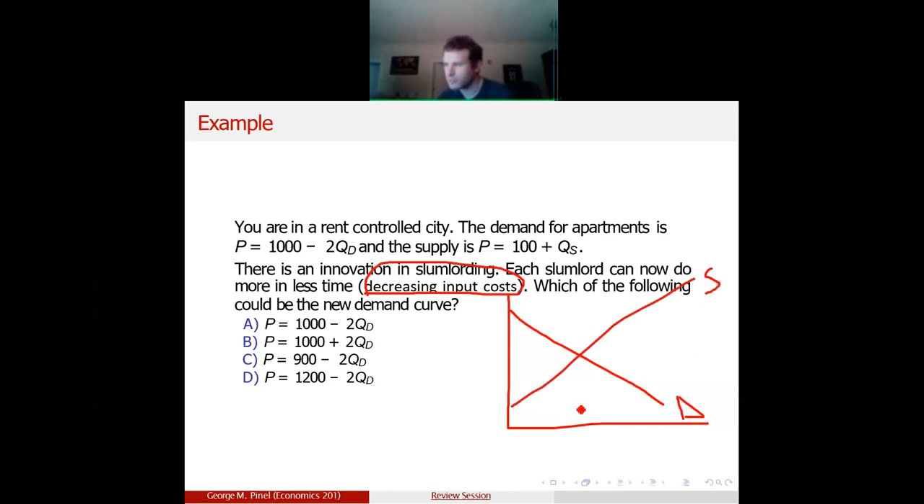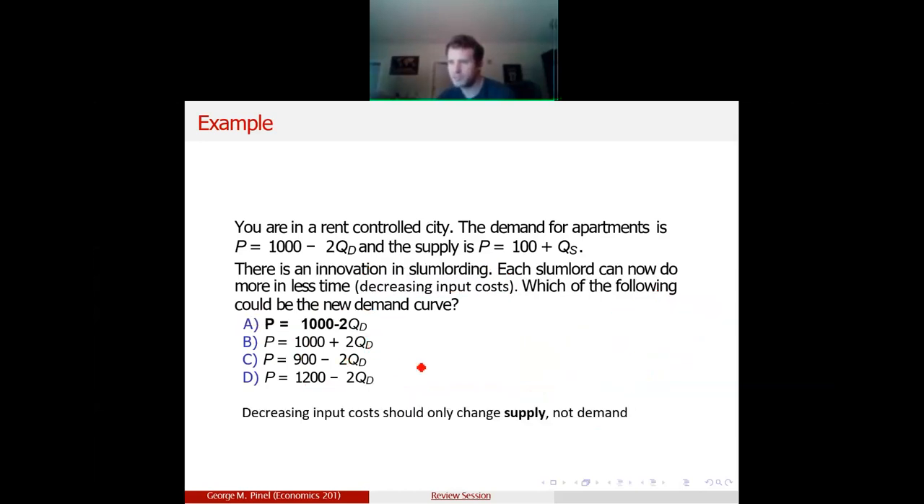Okay. So I'd expect supply to shift out and demand to stay the same, such that the price of the apartment might go down. Not necessarily that the service in the apartment is going to get better. If the service does get better, then you would expect demand to increase. But I don't say that that's what happens. But again, I would understand if you wanted to write 1,200. But really, nothing changes with demand. So I would expect it to be A. Decreasing input costs should only change supply, not demand.